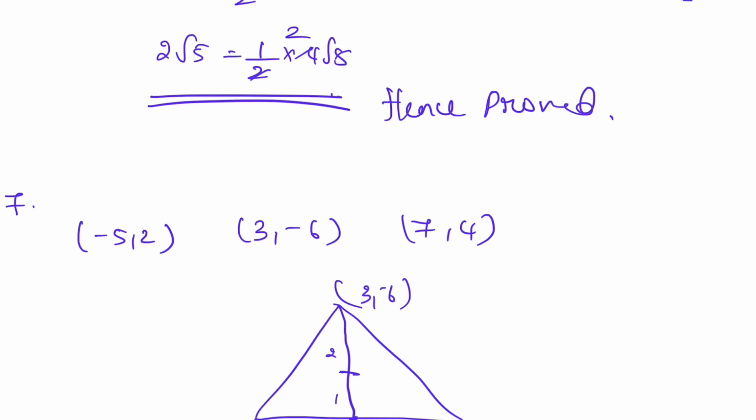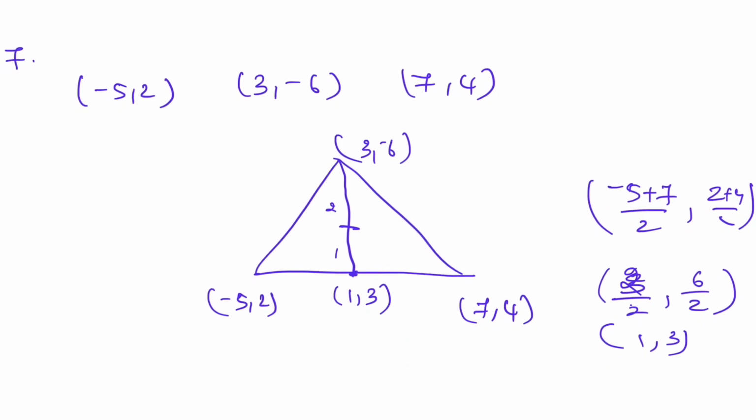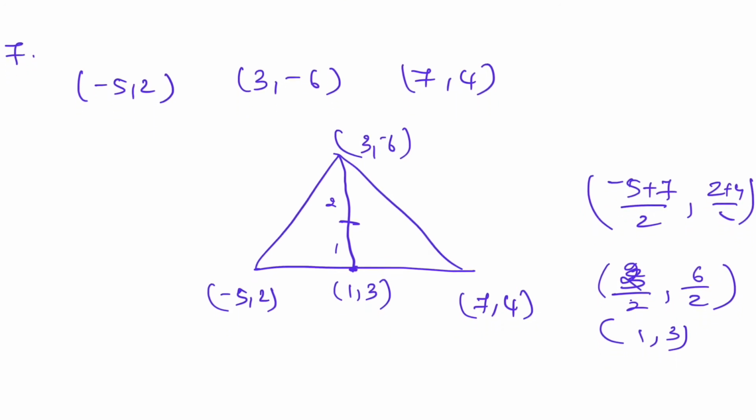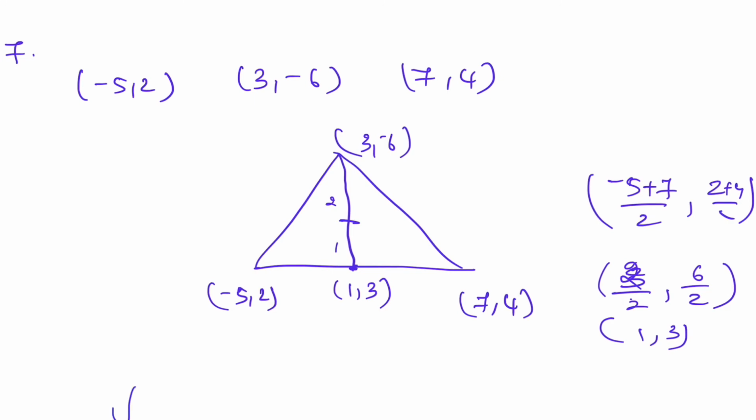In order to find the midpoint we have (minus 5 plus 7) by 2 and (2 plus 4) by 2. So I can take it as 2 by 2 and 6 by 2, right? So 1 and 3. So the point will be (1, 3). Now what do I need to find out here? Length I need to find. So the distance formula only I can use here. So what do I get? (3 minus 1) whole square plus (minus 6 minus 3) whole square will give you 2 square plus 9 square, that is equal to root of 4 plus 81, equals root of 85.